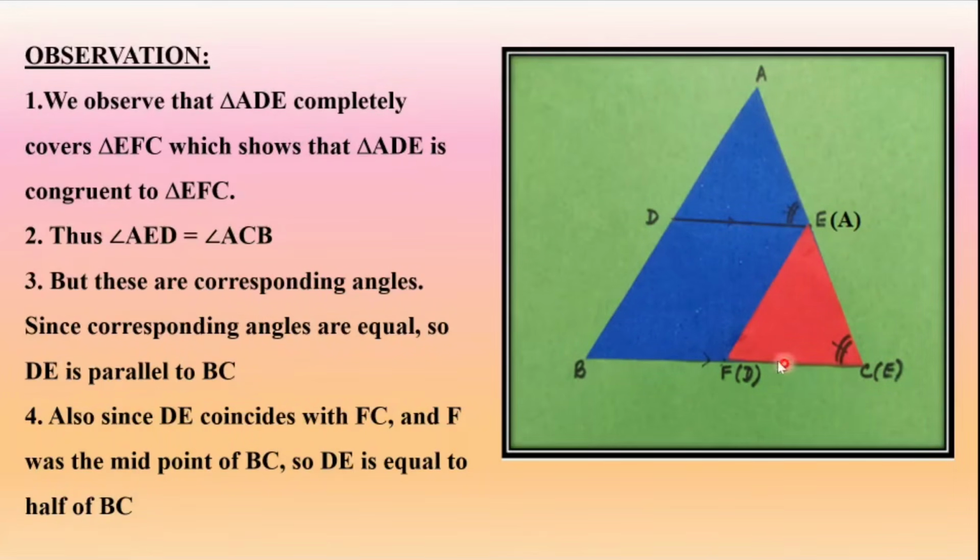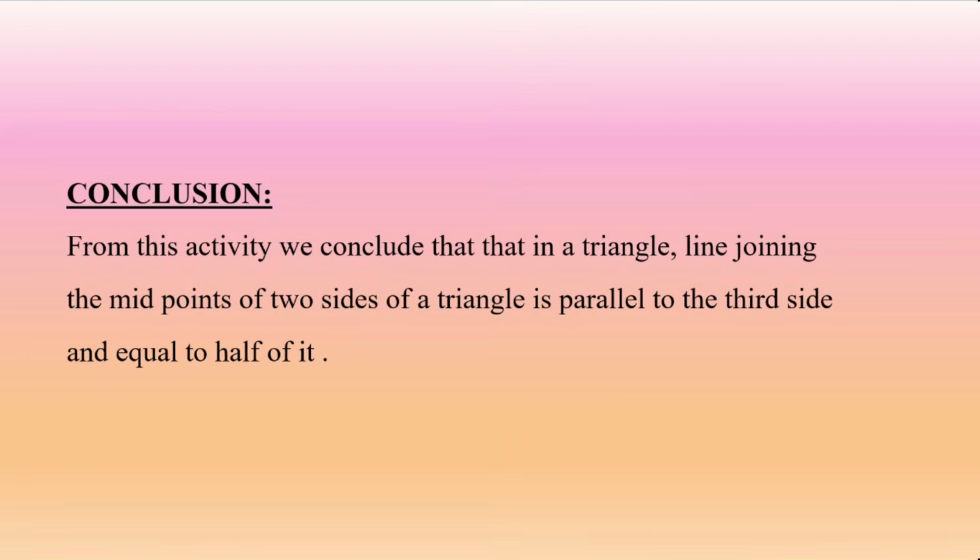Also, since DE coincides with FC, and FC was what? F was the midpoint, so FC was equal to half of BC. So that means DE is equal to half of BC. So this is also proved. So let us see the conclusion now. From this activity, we conclude that in a triangle, the line joining the midpoints of two sides of the triangle is parallel to the third side and half of it.